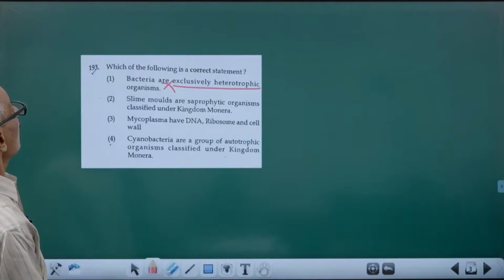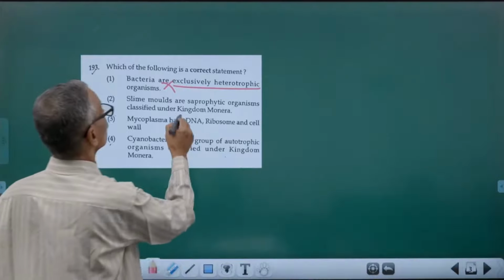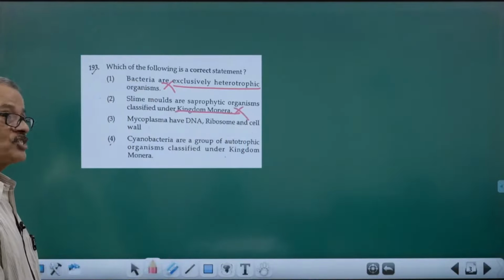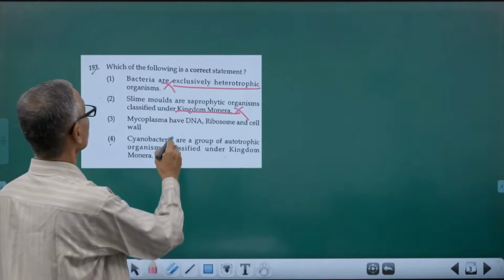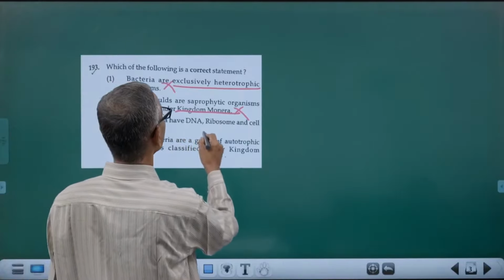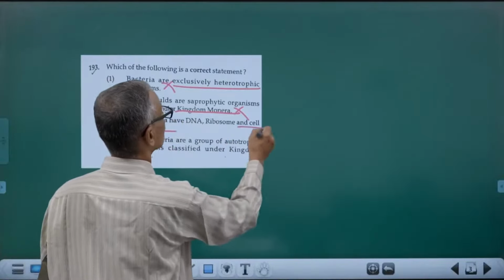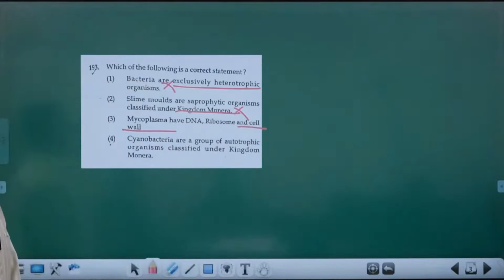Slime molds are saprotrophic organisms classified under Protista. They are protistan fungi. Mycoplasma have DNA, ribosomes and cell wall. No, they are bacteria without a cell wall.